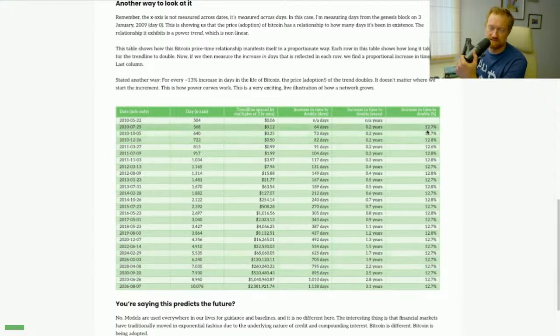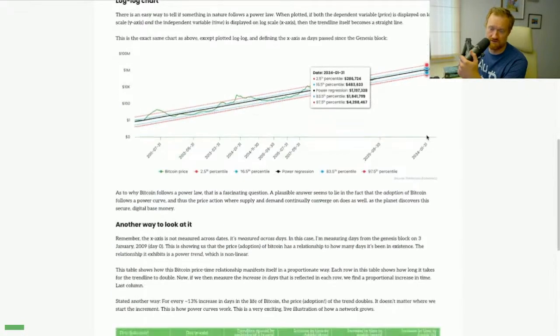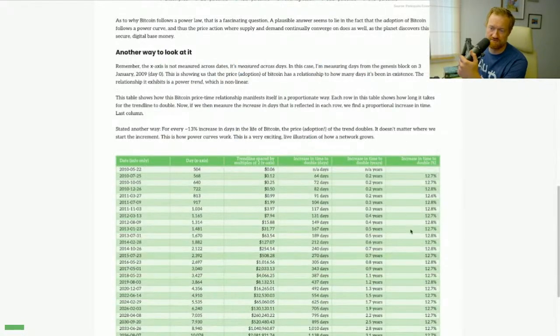But it doesn't have a fixed doubling rate. If Bitcoin had a fixed doubling rate like gold, 1.8% per year means it doubles every 40 years, we would statistically observe that in the math. We don't observe that for Bitcoin. What Bitcoin has is a power rate, so it means it's a straight line on log. And what that means is for every 12.8% increase in time, increase in days of the life of Bitcoin, you will double.